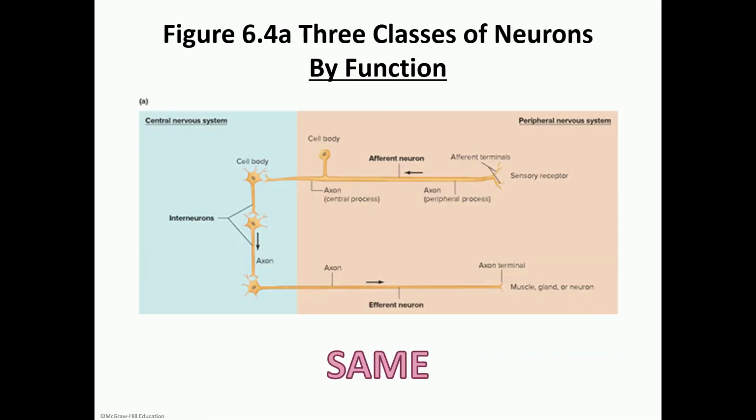Now, these are the classification of neurons according to function. What kind of information would each of these neurons be carrying? You can see here, the blue area represents the CNS. This area represents the PNS, the peripheral nervous system. So let's take a look at how this is working.